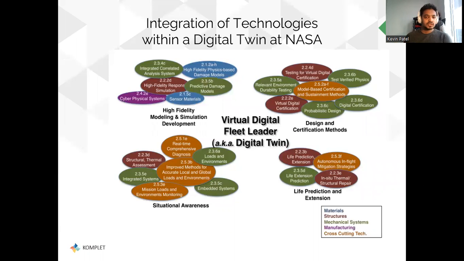There are many integrated technologies with digital twin. Here we are trying some of them. Let's say high fidelity modeling with simulation development, or design certification method, or life prediction and extension method. Why are there multiple models involved? Because the application of those models are different.